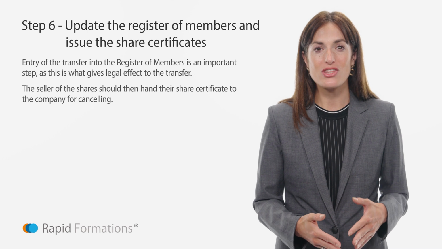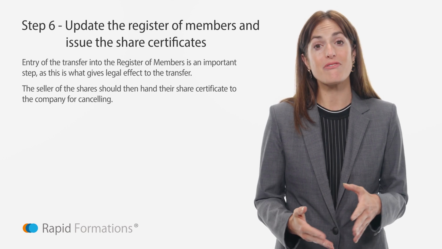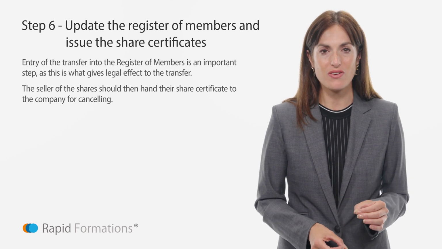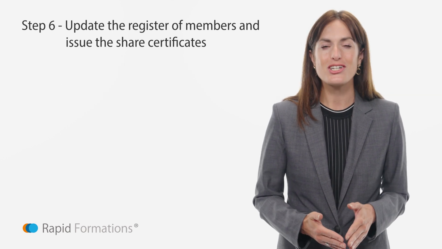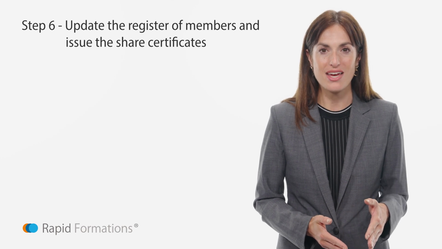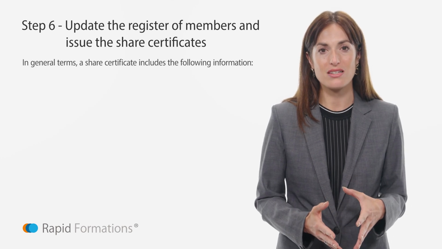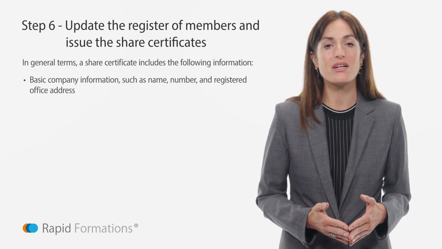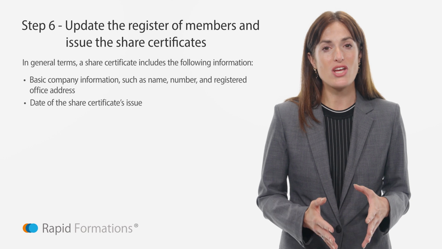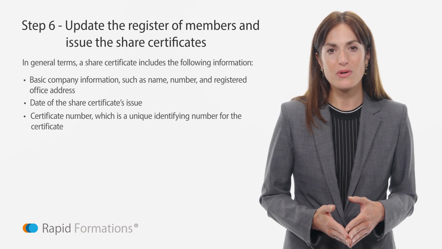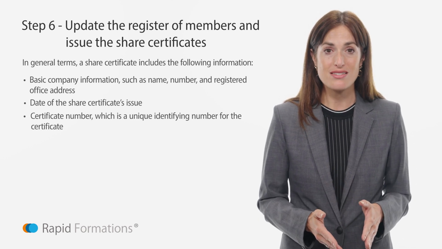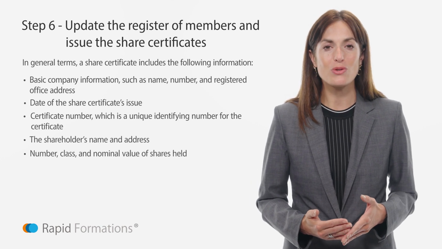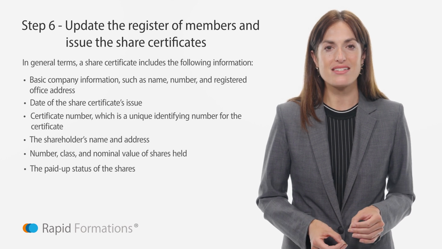The seller of the shares should then hand their share certificate to the company for cancelling. The company usually does this by writing "cancelled" on the face of all certificates and copies that are outdated. A share certificate is then issued to the transferee. In general terms, a share certificate includes the following information: basic company information such as name, number, and registered office address, date of the share certificate's issue, certificate number, which is a unique identifying number for the certificate, the shareholder's name and address, number, class, and nominal value of the shares held, and the paid-up status of the shares.